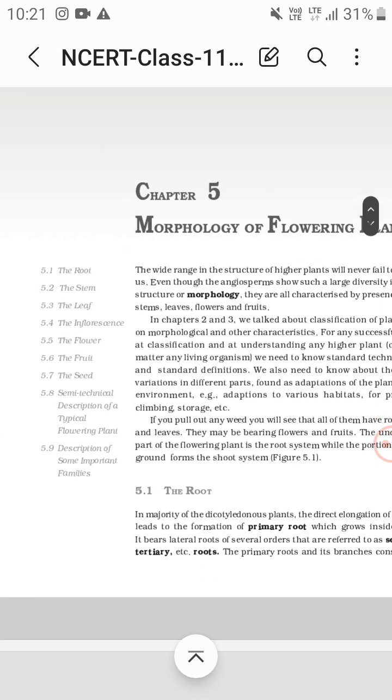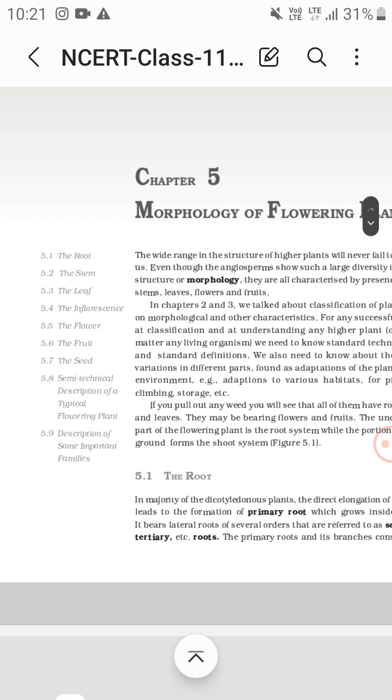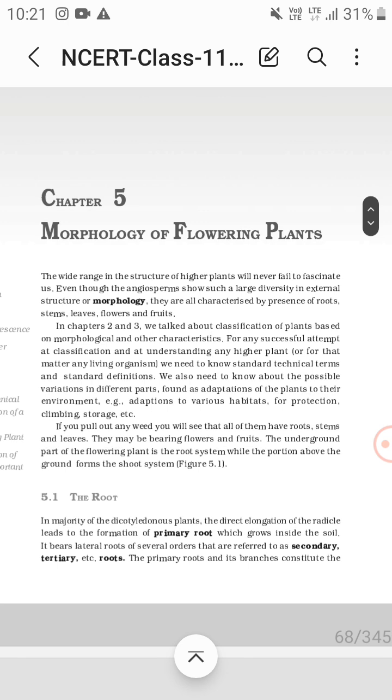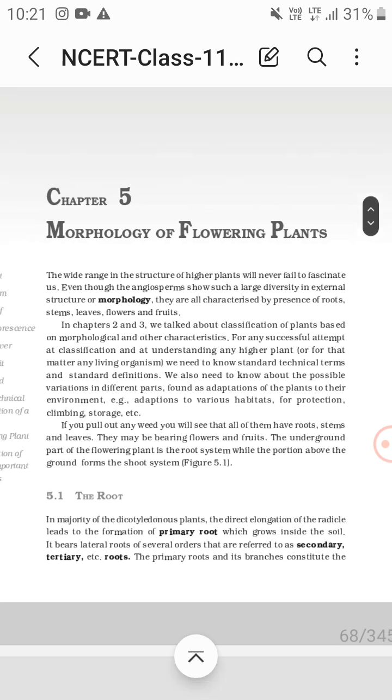Morphology of flowering plants. So the contents are the root, the stem, the leaf, the inflorescence, the flower, the fruit, the seed, semi-technical description of a typical flowering plant, description of some important families. Now morphology of flowering plants. So morphology, what does it mean?